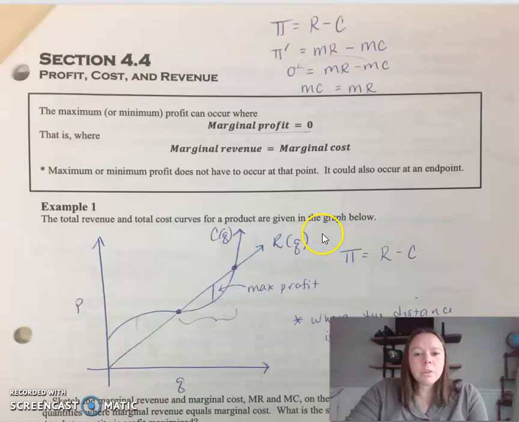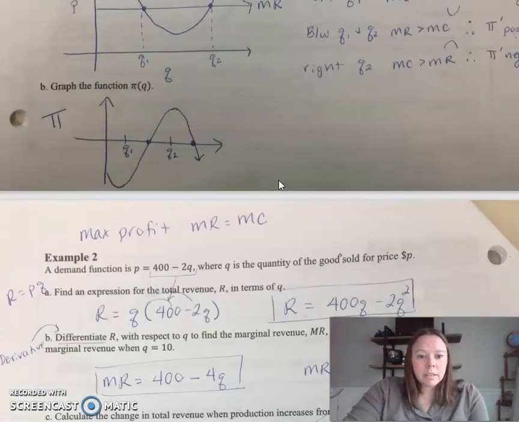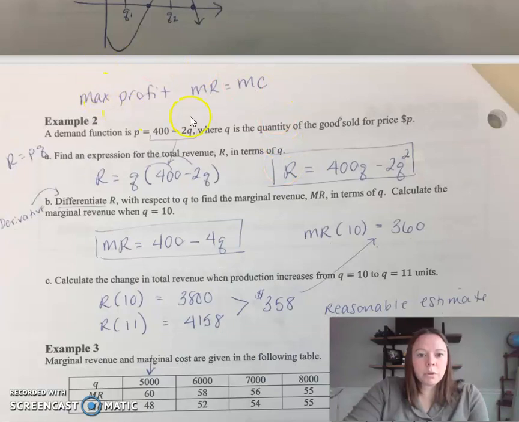And I think it's really good for you to see that where marginal revenue equals marginal cost is going to tell you where you're going to get your max profit, but you have to be careful. It could also tell you where you get your minimum profit. All right. So I just wrote a little note to ourselves up here.